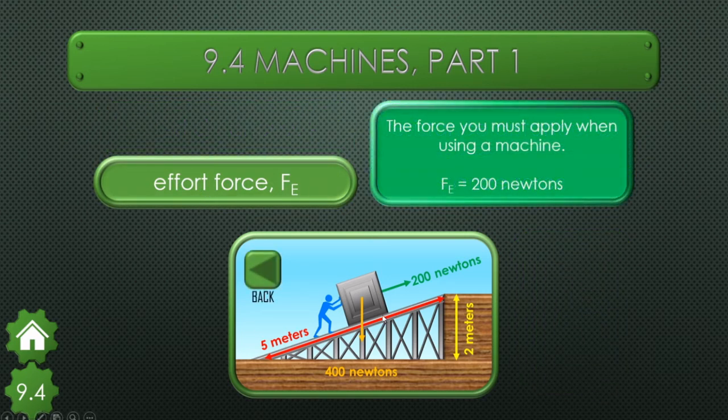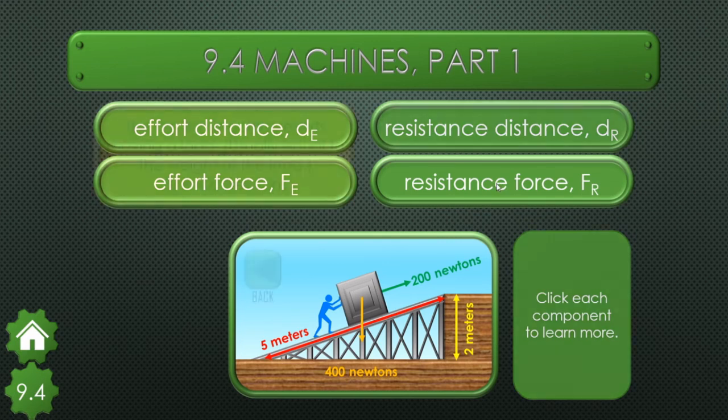The effort force is the force that you, or Frank, must apply when pushing the box up the ramp. It doesn't matter how much the box weighs, the force that Frank is inputting is 200 newtons. So in this situation, Fe is equal to 200 newtons.